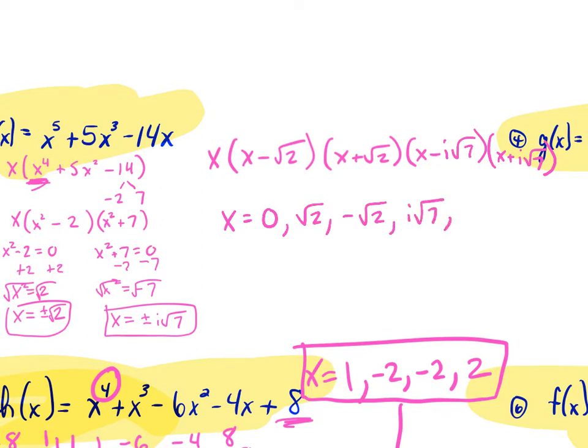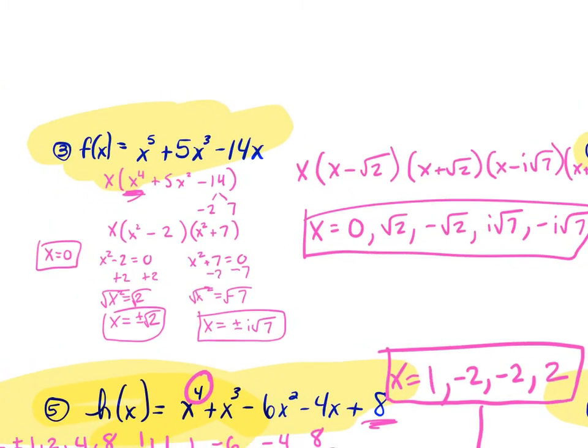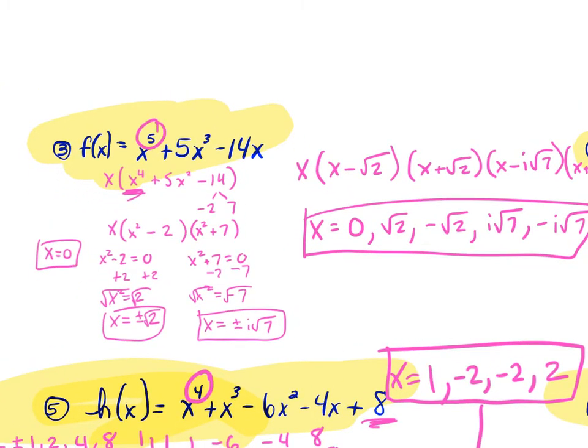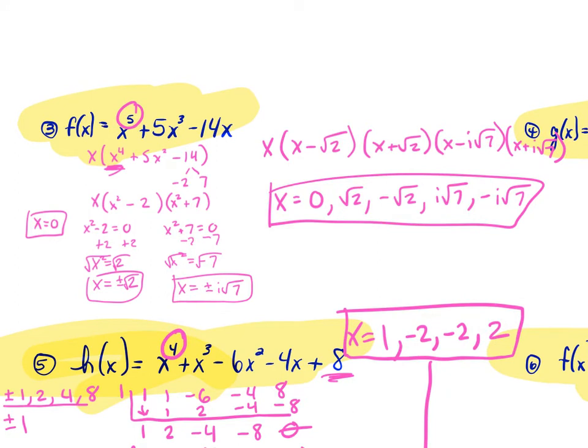Good morning, Mavericks. If we want to double check, we see that we started with x to the 5th, and our answer has 5 zeros, so we're good.